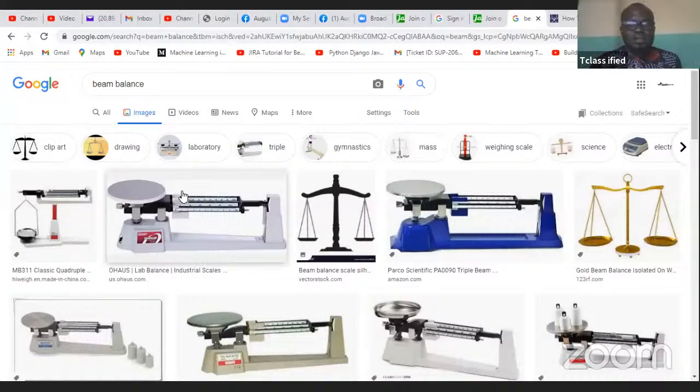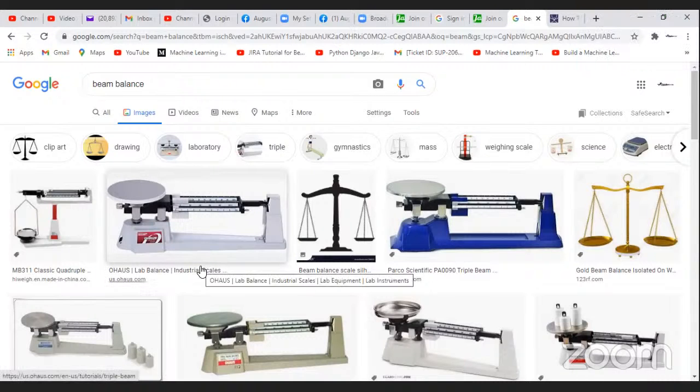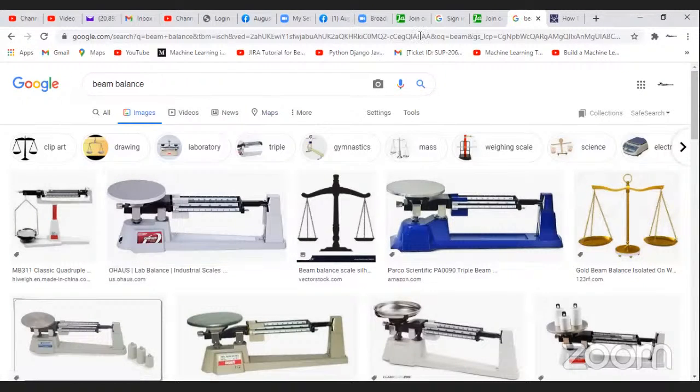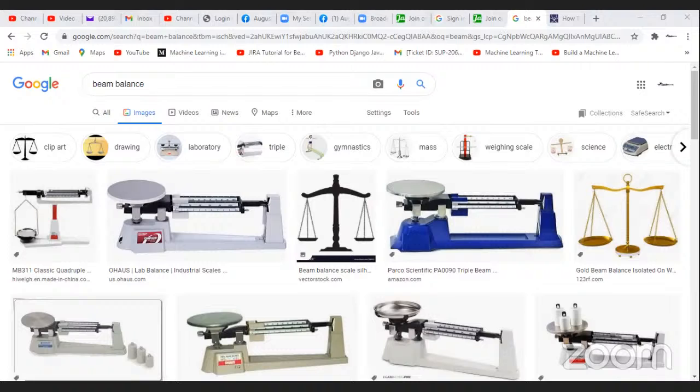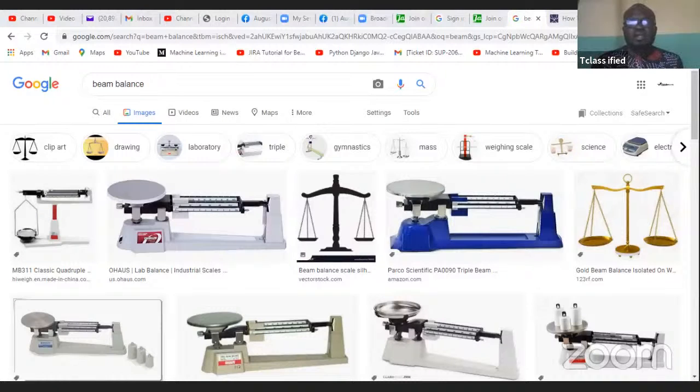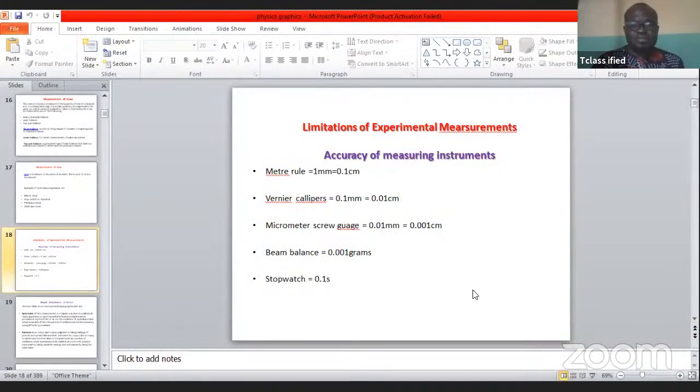Okay. This is the beam balance. Can you see the beam balance? Yes, sir. So those are what you can use, and those are their degrees of accuracy. One question could be that they ask you about the degree of accuracy. Is that clear? Yes, sir. That's why I want you to get to know the equipment and their degrees of accuracy.